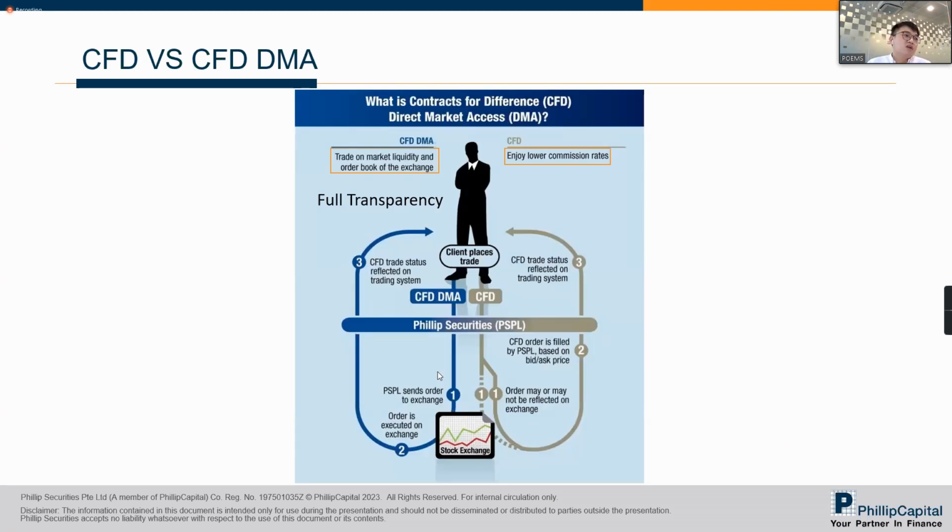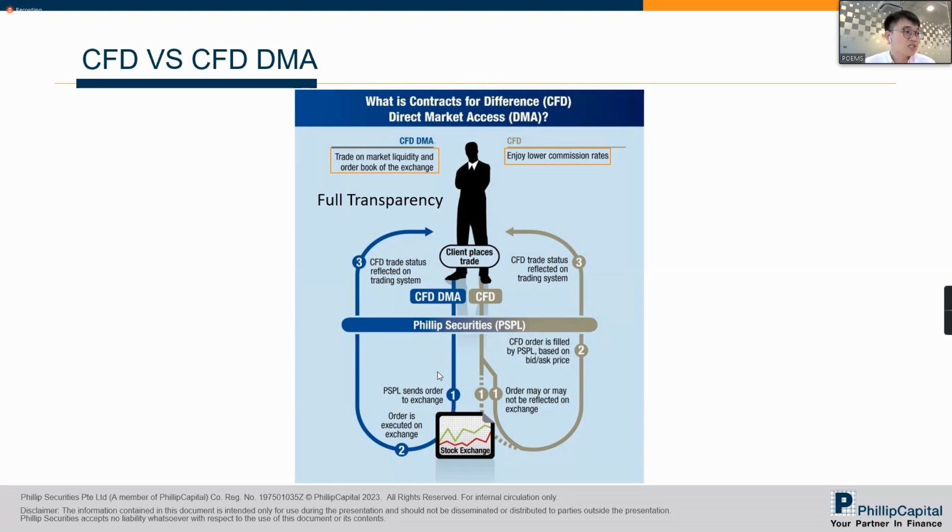So this is what I mentioned just now. What is the difference between CFD and DMA contracts? The first thing is that CFD enjoys lower commission rates, and CFD DMA trades on market liquidity and the order book of the exchange. This is the difference.